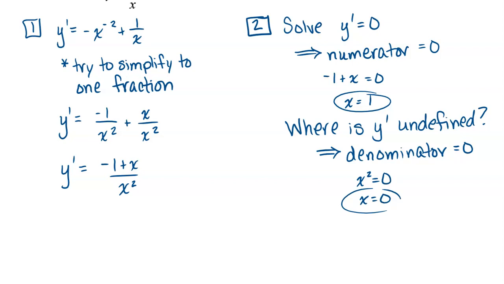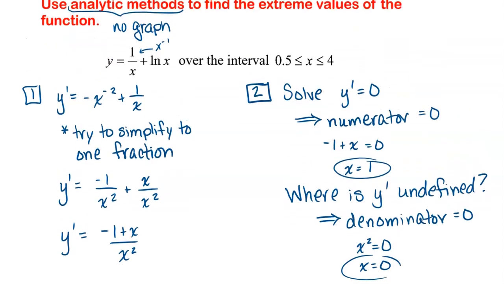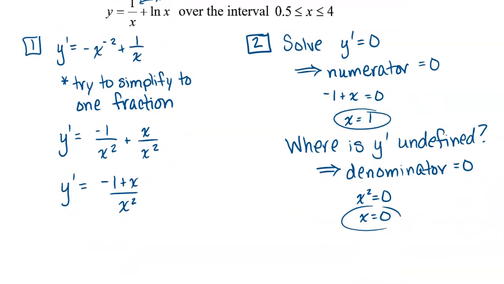So that would be another critical point. The next thing you want to consider is the endpoints. And they gave us an interval here so that we have endpoints. The thing to notice this time is that that interval only goes from 0.5 up to 4. So this 0 is actually not going to be considered in this problem because it's not in that interval that we're interested in. So we have 2 endpoints and only 1 critical point.